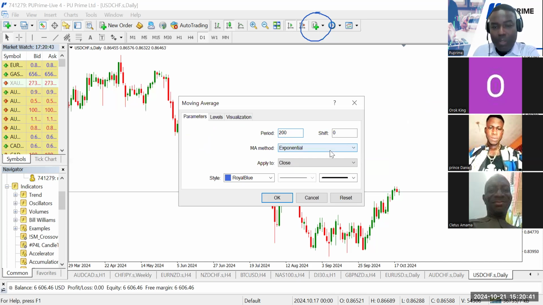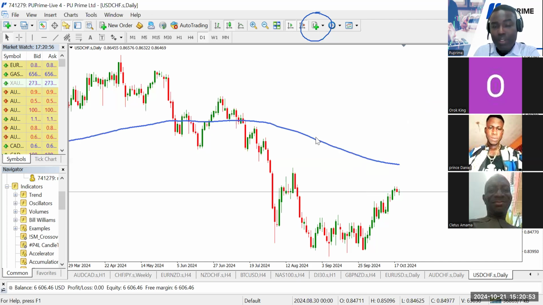And under the MA method, there are about 4 options there. I prefer the exponential moving average, and I'll leave the other one, the color, at royal blue, and I'll click OK. Now, this is a moving average. What does this indicator do? The moving average indicator helps us to identify the direction the market is expected to go.